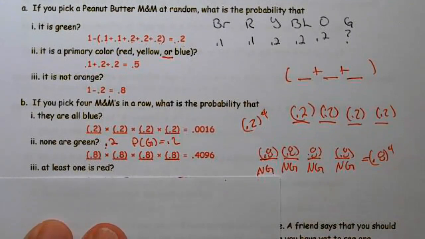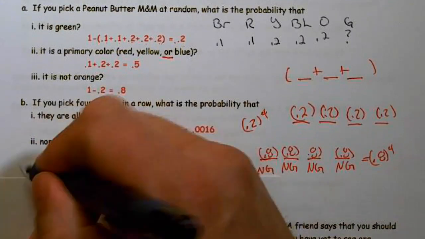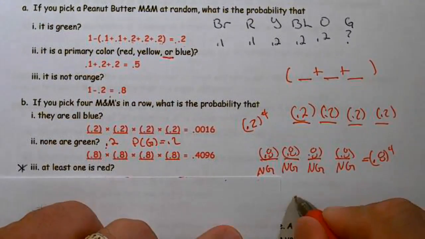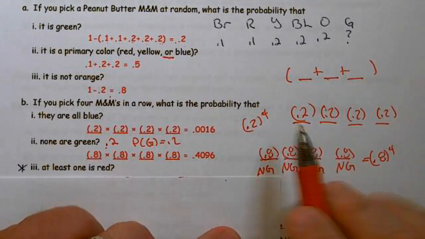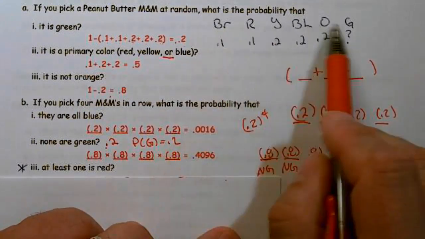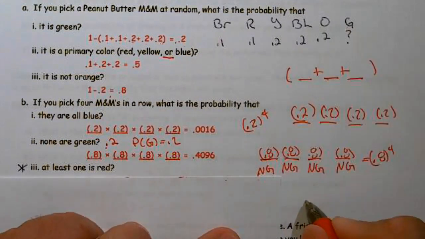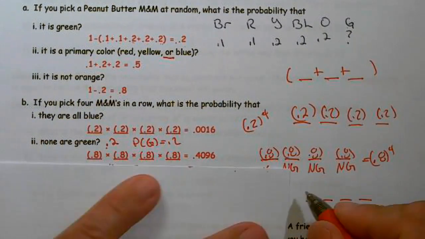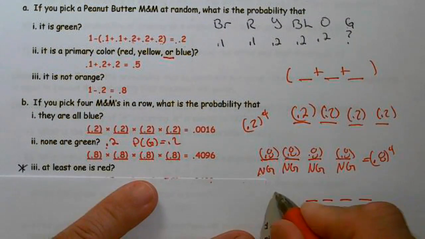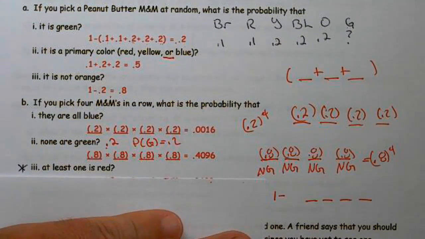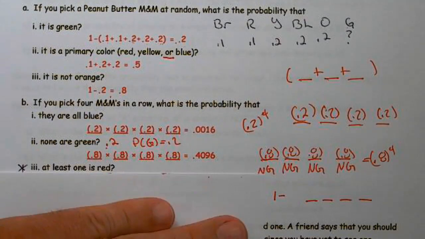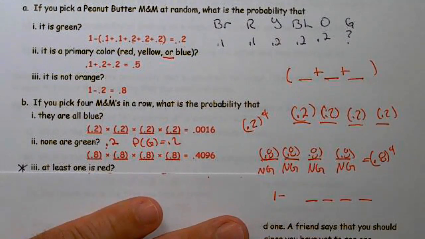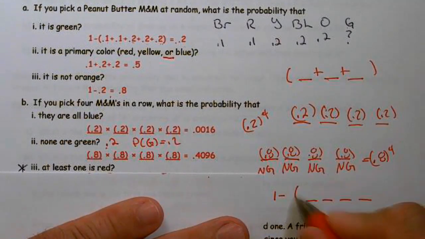At least one is red. So once again, here's that horrible thing that says at least. As soon as they say at least, you need to be thinking 1 minus. All right. So once again, we could have all these colors: brown, red, yellow, blue, orange, or green. We know we have 4 blanks: 1, 2, 3, 4, because we're doing this 4 times. It says at least, so that's 1 minus. And we want the probability that it's not red. Our probability of at least one is red. Since they asked for red, we're going to do the opposite of what they asked for.